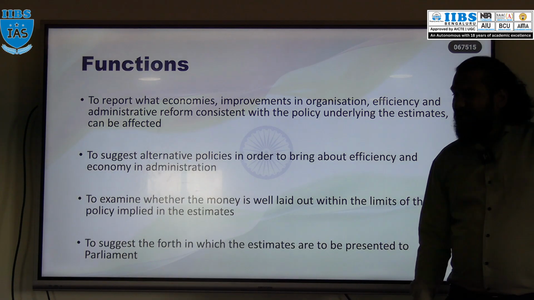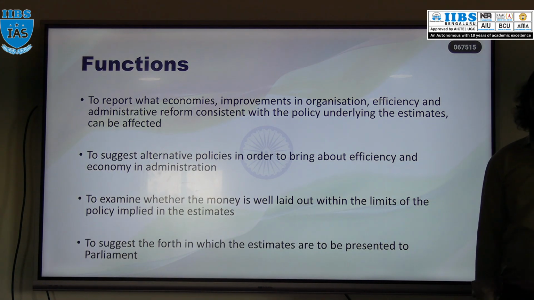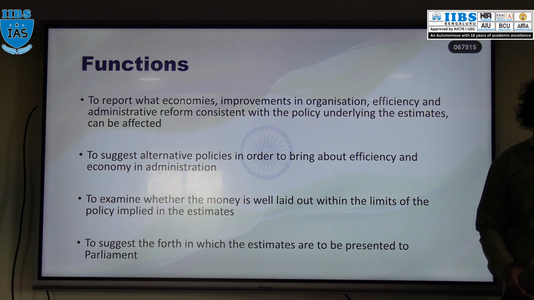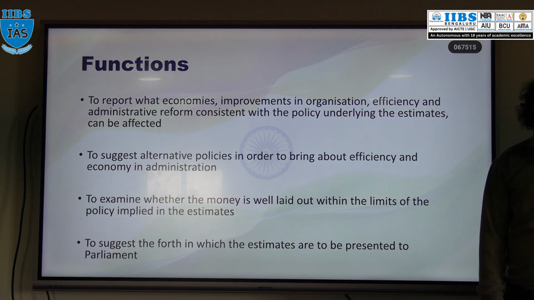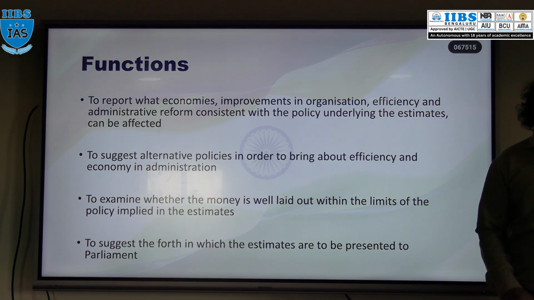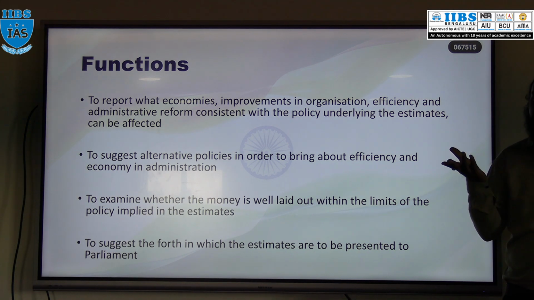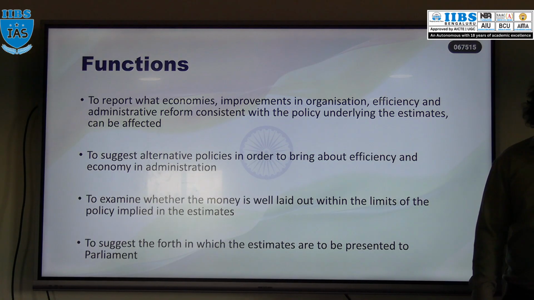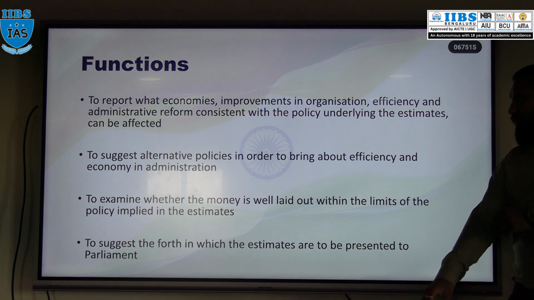Next, what are the functions of this Estimate Committee? You know budget estimates, right? Budget we discuss, those are estimations only, speculations only. It is just a guess that 10,000 crore rupees is required, 20,000 crore is required. It is just an estimation. It is not reality. Reality might be different. It can be more than that amount, or it can be less than that particular amount, right?